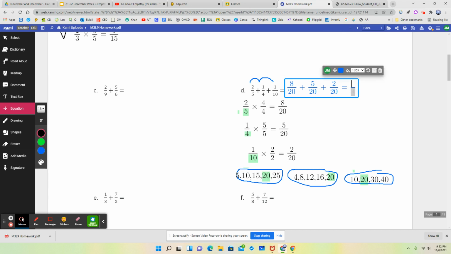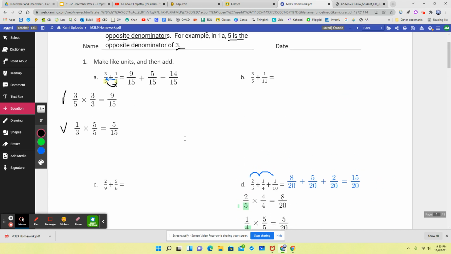When you add this up, because they're like denominators, the answer has to have the same denominator as the parts that were added. So now we can add the 5 plus 2 equals 7. 7 plus 8 equals 15. And the answer is going to be 15 20ths. And this is how you solve problems with more than two fractions to add.